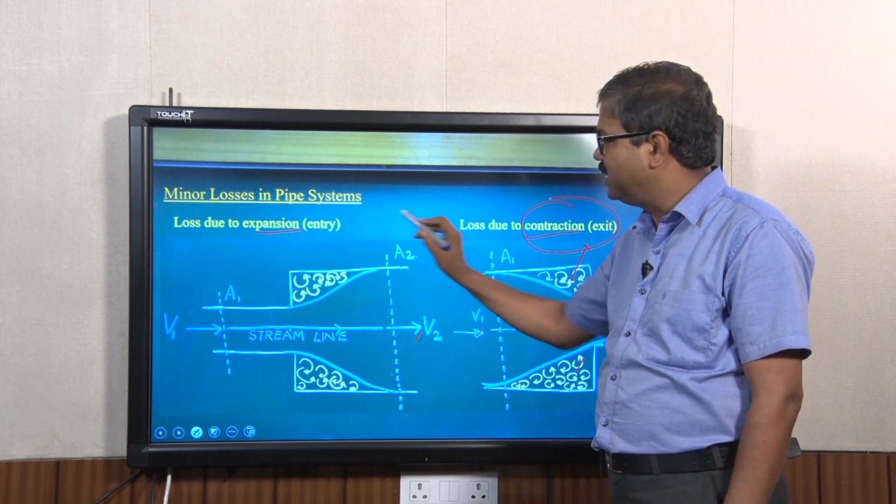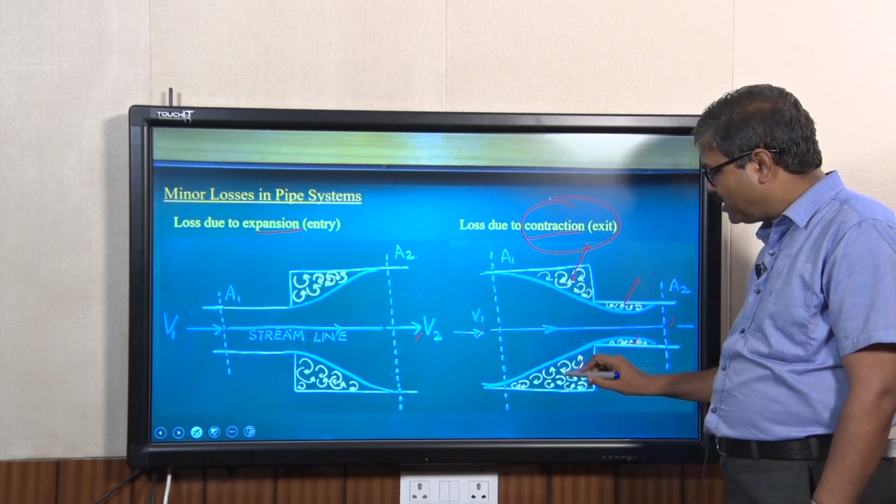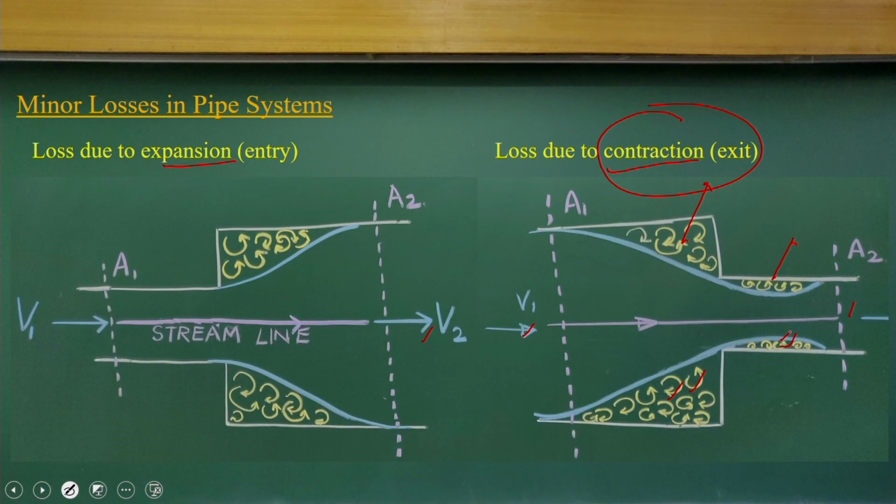So energy losses in this case will be much higher as compared to the expansion zones because of the vortex formations. But if you can make it the shape of like this, a gradually varying or gradually expanding shape, then you can avoid the energy losses that happen because of this vortex phenomenon. But to have exactly these shapes is very difficult.